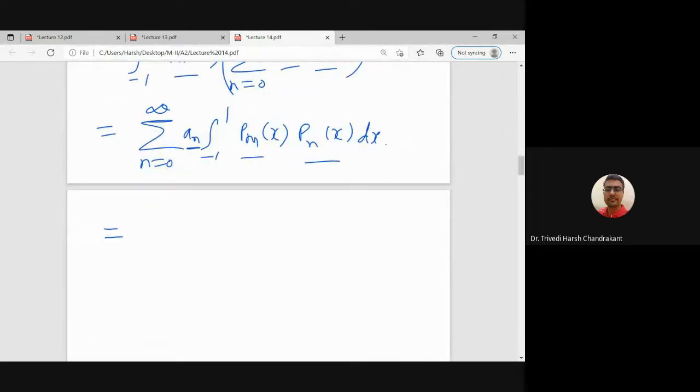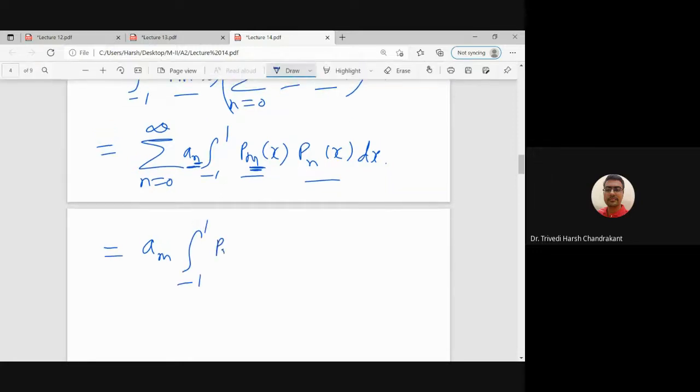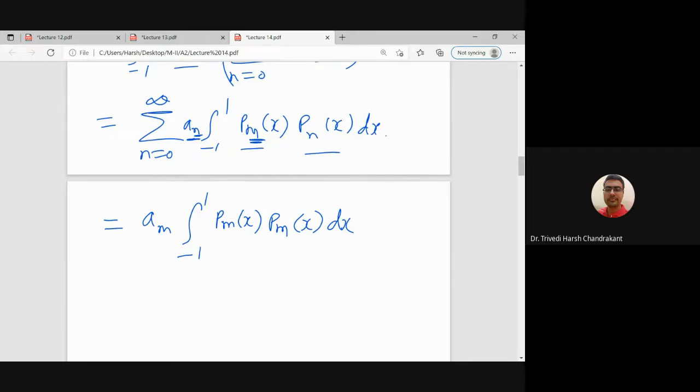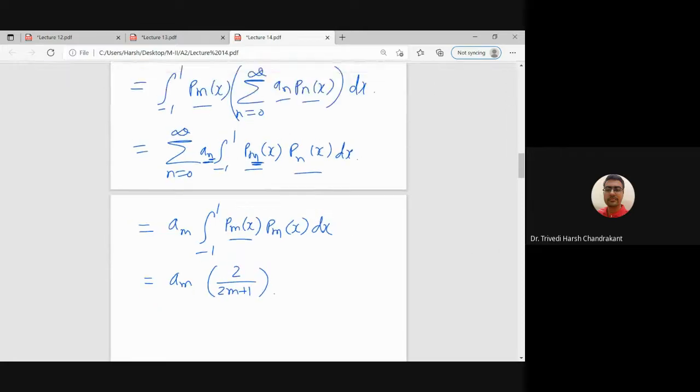for all n which are different from m, the integral term will be 0, except for the term when n is the same as m. So when n is the same as m, we get the Am term, integral from minus 1 to 1 of Pm(x), and since m equals n, this will also be Pm, right? All other terms in the summation will be 0 because of the orthogonality of the Legendre polynomials. So now we know what this integral is. This is the integral of Pm squared, and that is nothing but 2 divided by 2m plus 1, right? So now we got the expression of Am.